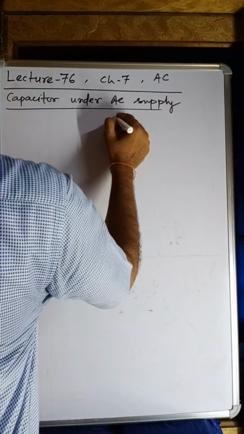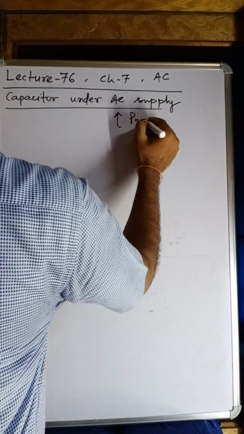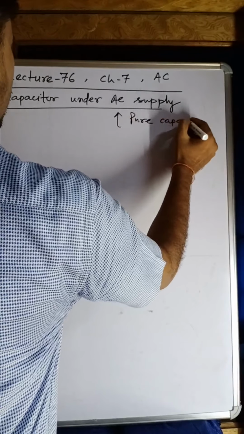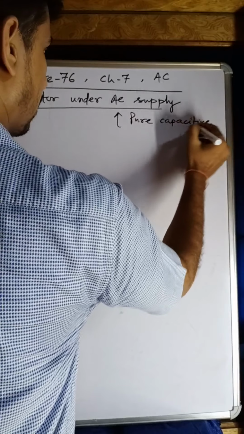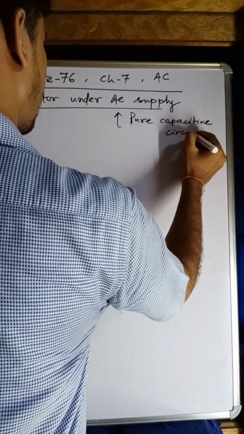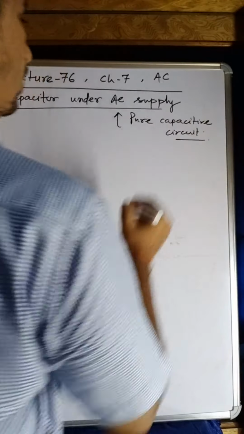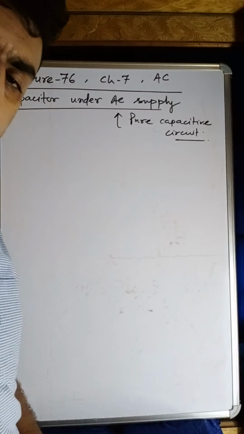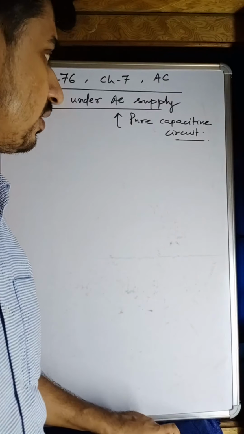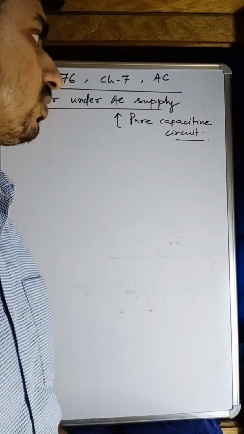Capacitor under AC supply. That is a pure capacitive circuit. A few topics of this capacitive circuit we will discuss in the next lecture, my dear students, because I don't want to teach you in a very fast way.